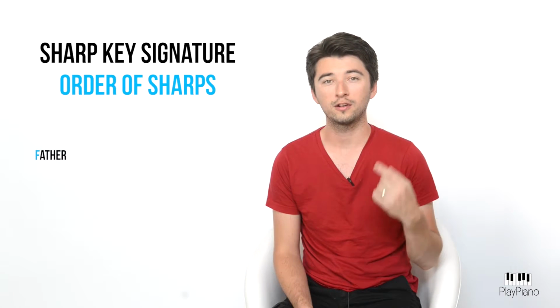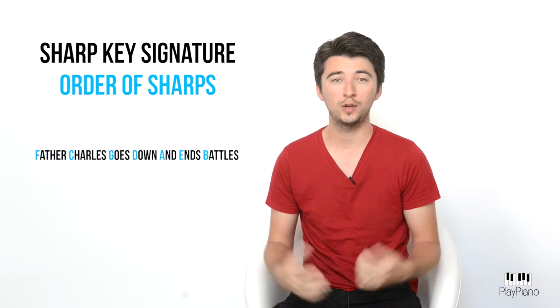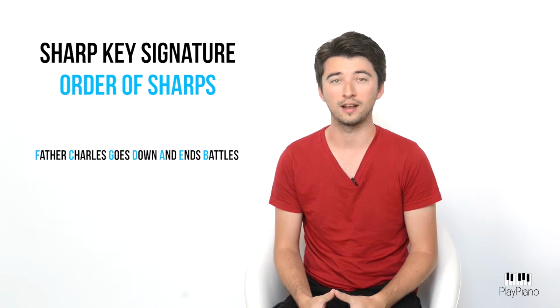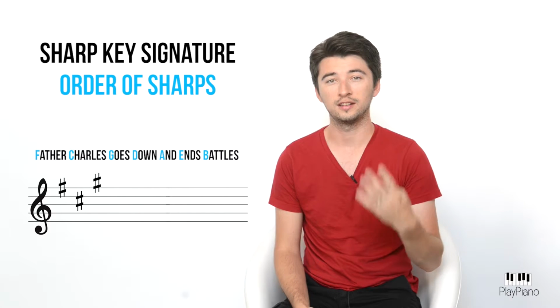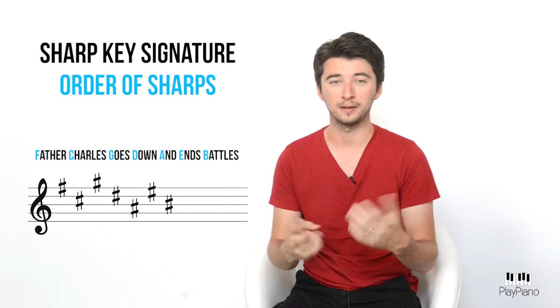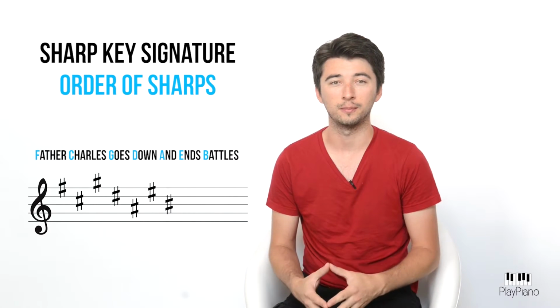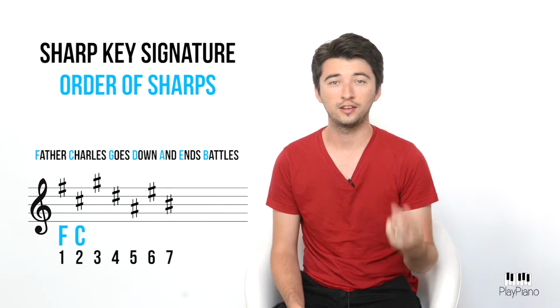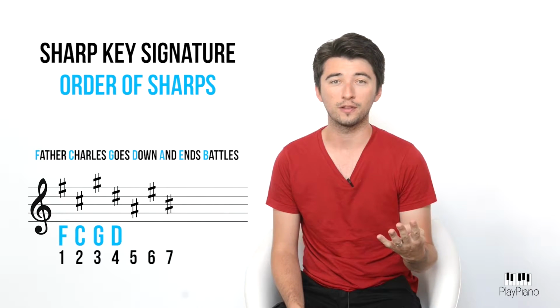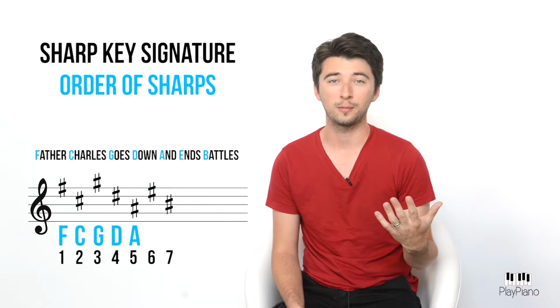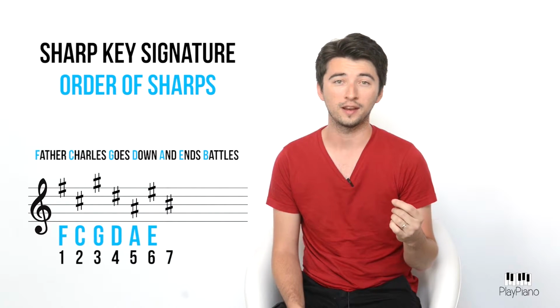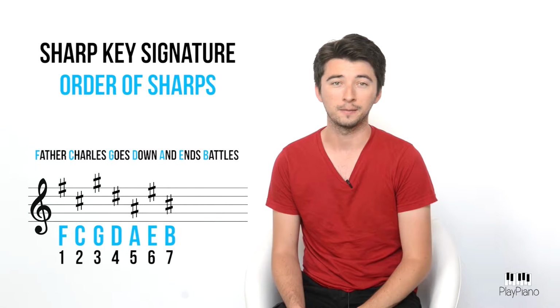The order of sharps is memorized by the acronym Father Charles Goes Down and Ends Battles, to which we can extrapolate the sharp placement order as F, C, G, D, A, E, and B. The placement of these sharps are permanently as you see them. F sharp on the top line, C sharp in the third space, G sharp in the space above the staff, D sharp on the fourth line, A sharp in the second space, E sharp in the fourth space, and B sharp on the third line.